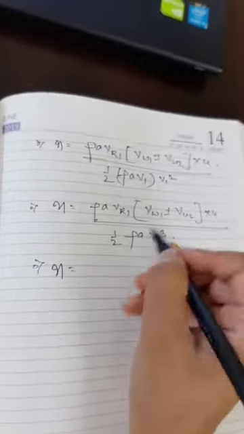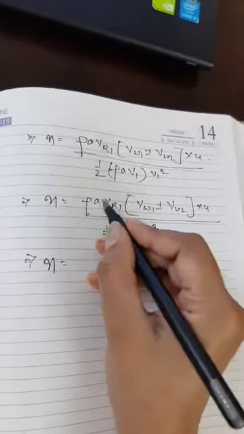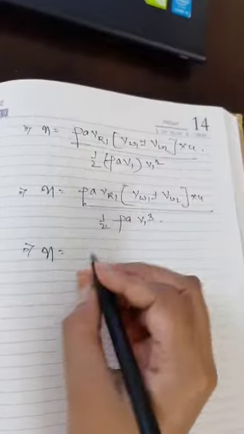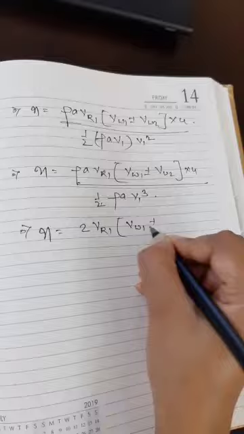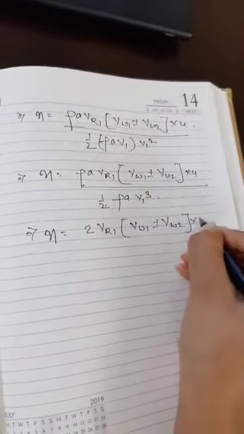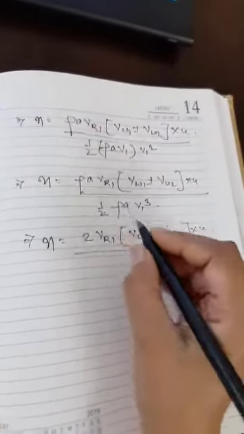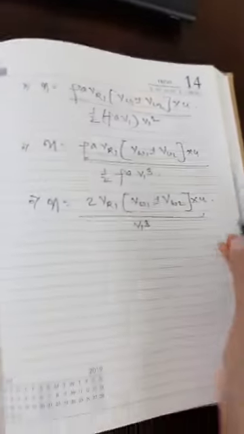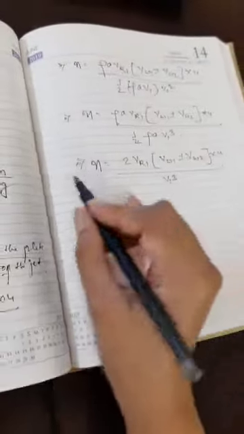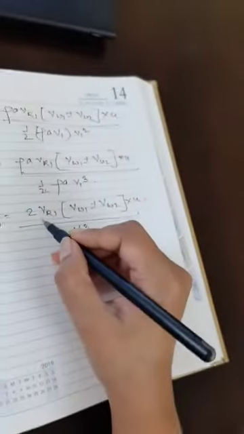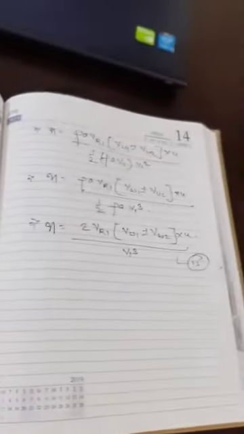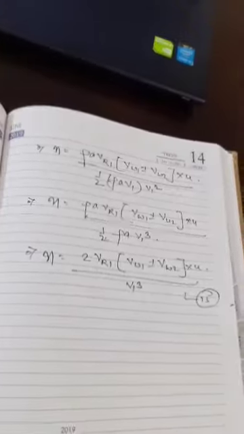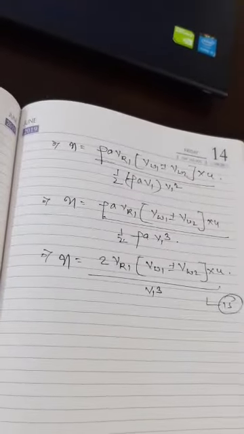So let's see what cancels out. Rho A can be cancelled out and 2 goes up, so this becomes 2 VR1 (VW1 plus minus VW2) into U divided by V1 cube. This becomes your efficiency. The efficiency is given by this equation. This is equation number 15. As efficiency is unitless, there will be no unit to this. So this is your efficiency of the water jet.